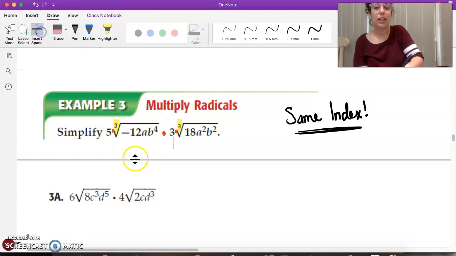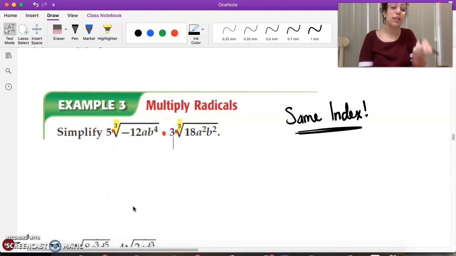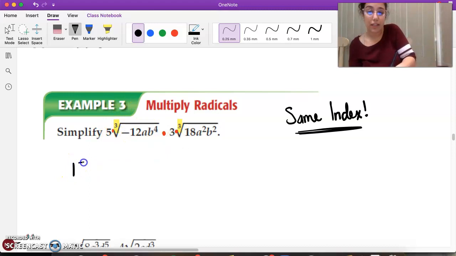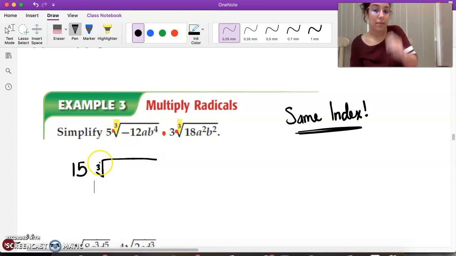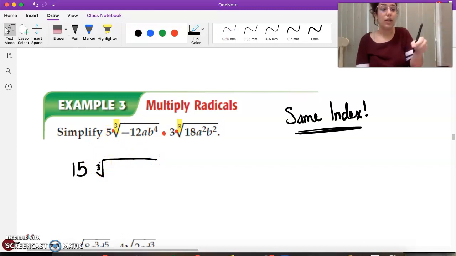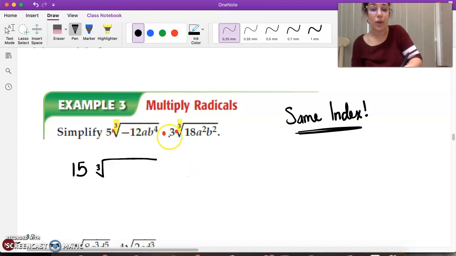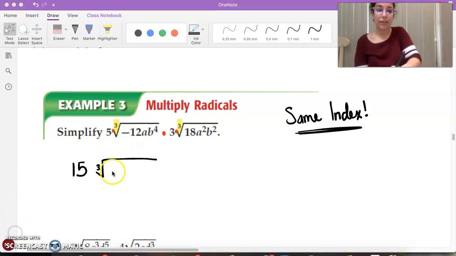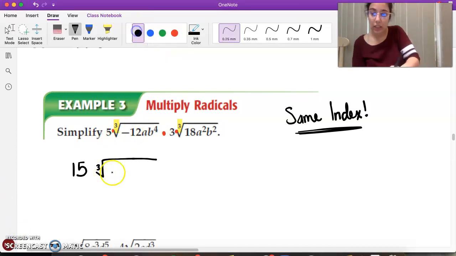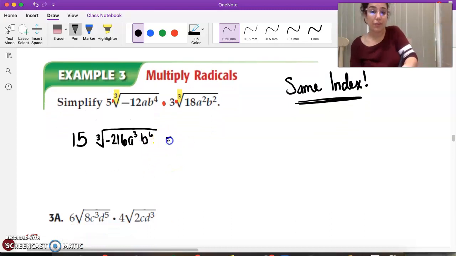So you multiply what's on the outside, and then you multiply what's on the inside. So 5 times 3 is 15. And then you have the cube root of, remember your index stays the same, and then you just multiply what's on the inside. So you have negative 12 times 18, which is negative 216. Then you have a times a squared, which is a cubed. And then you have b squared times b to the fourth, which is b to the sixth. All right, and then you simplify from there.